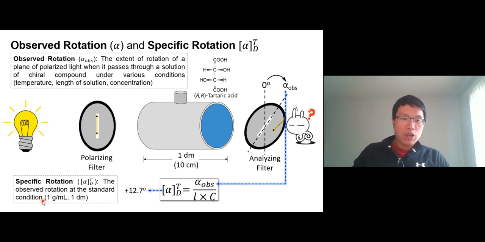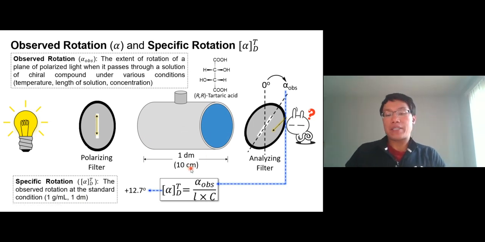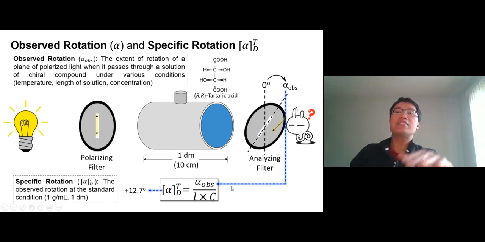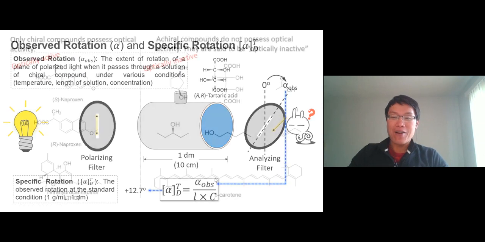The standard condition is a concentration of 1 gram per milliliter and a path length of 1 decimeter, which is 10 centimeters. So you plug in the length in decimeters, and the concentration in gram per milliliter, not molarity. If you have molarity, you have to convert to gram per milliliter. It's a super simple calculation. This is the only time in the whole organic chemistry courses, 1 and 2, that you're going to use a calculator, just right here.